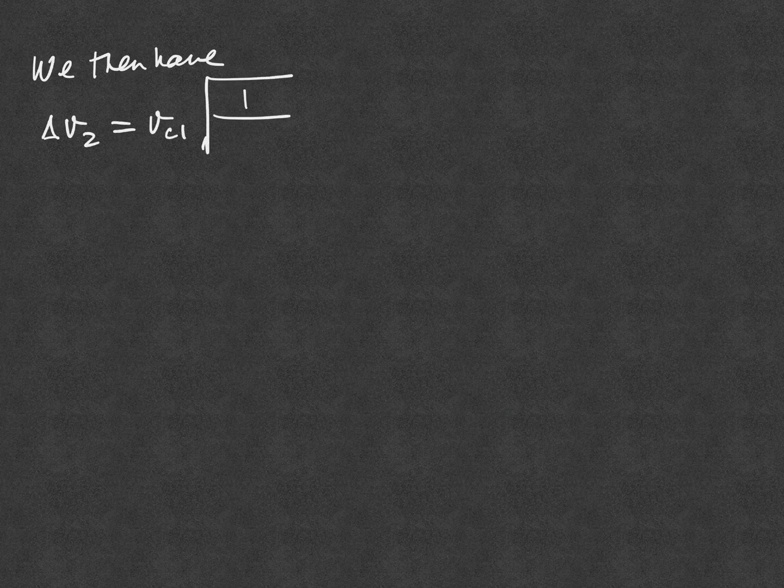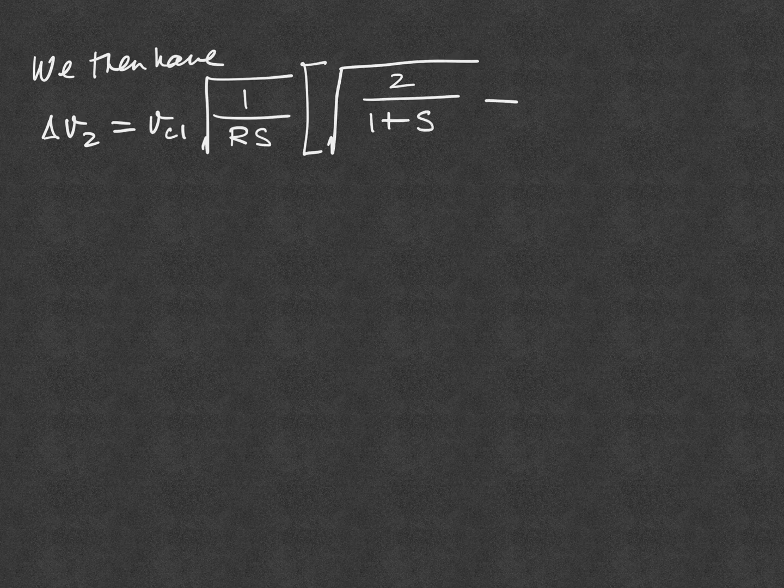So we then have delta V2 is equal to VC1 times the square root of 1 over RS times the square root of 2 over 1 plus S minus the square root of 2 over 1 plus R times S, where I simplified the second square root by multiplying the numerator and denominator through by R. So that takes care of delta V2, because now it's completely written in terms of VC1, R, and S. And so then we can move on to delta V3.